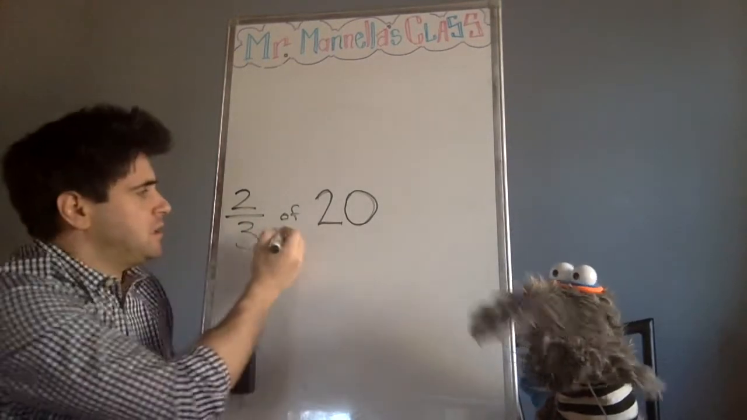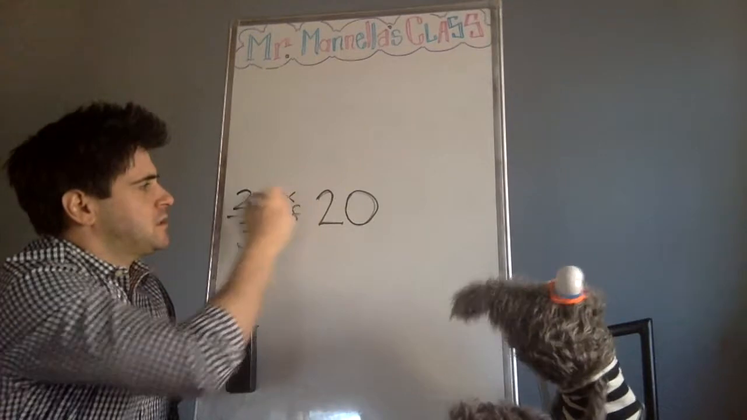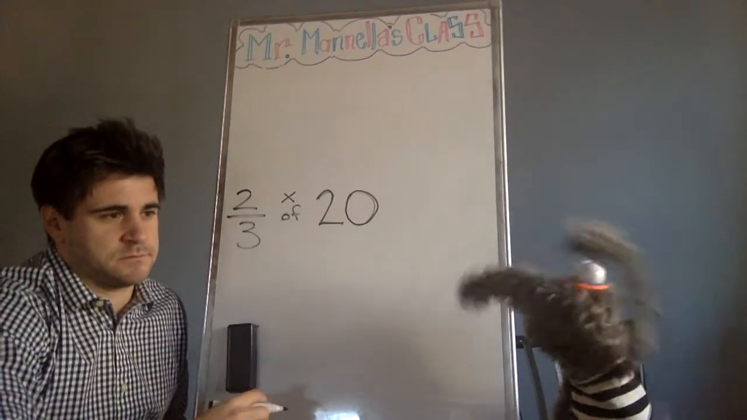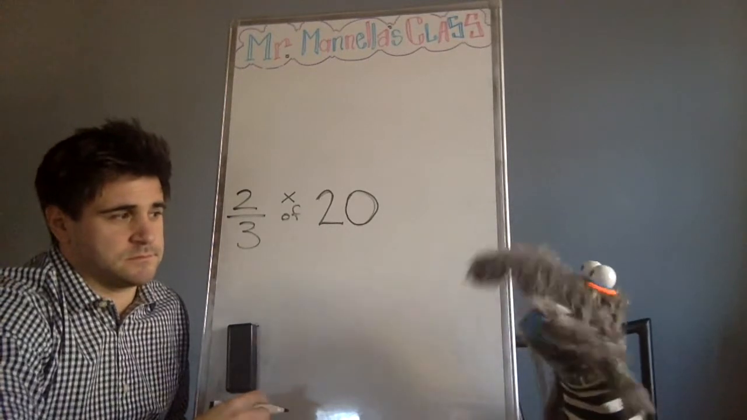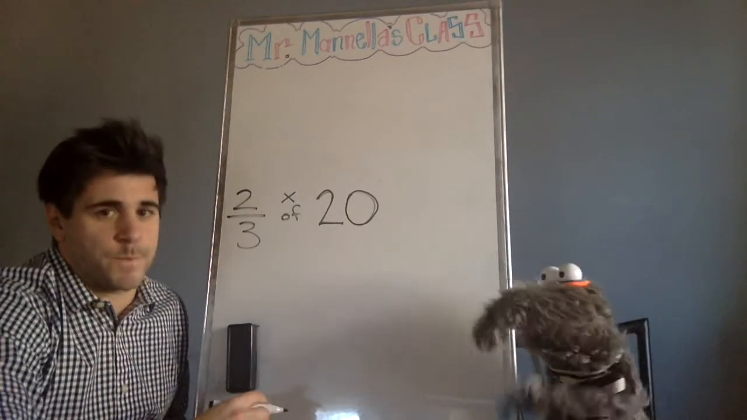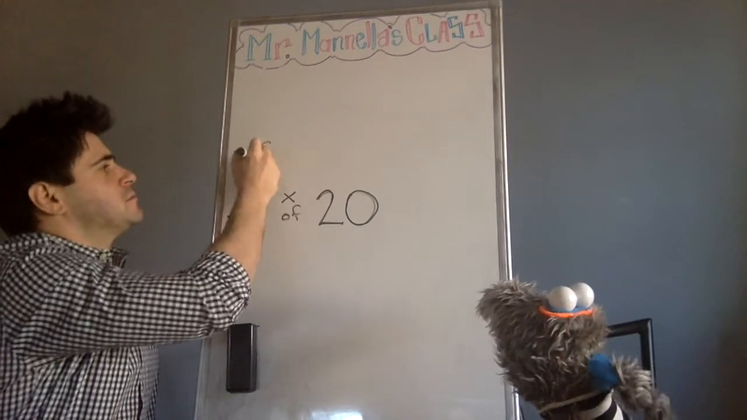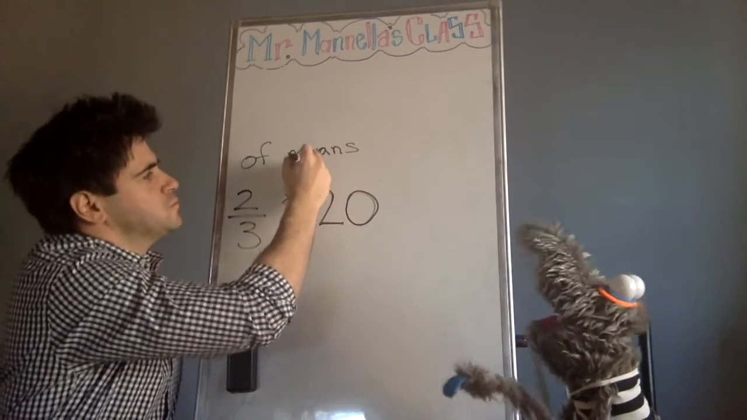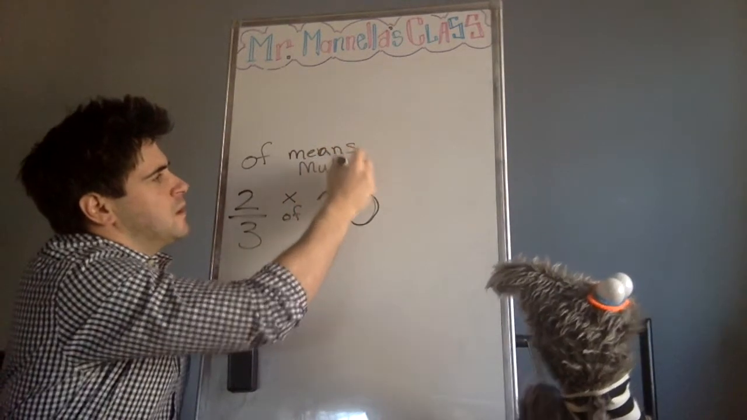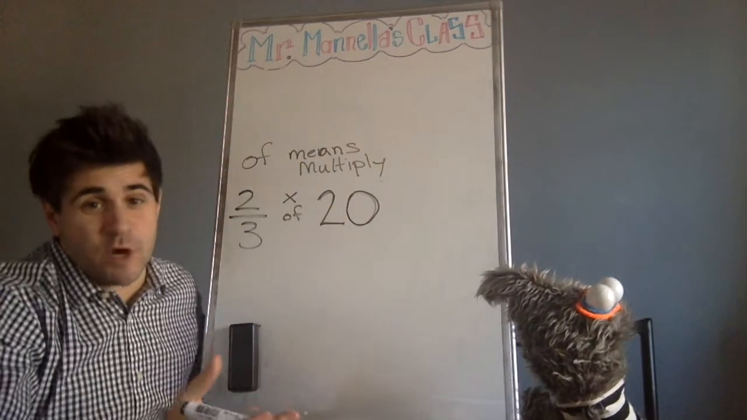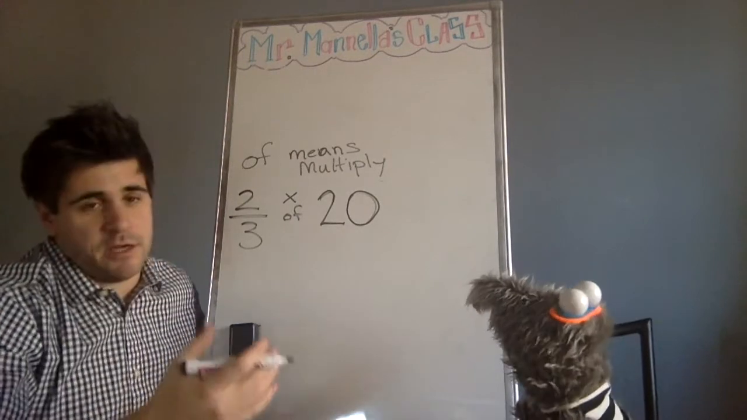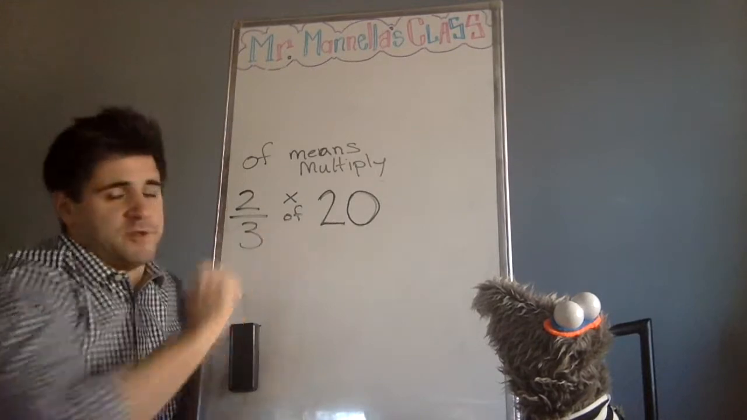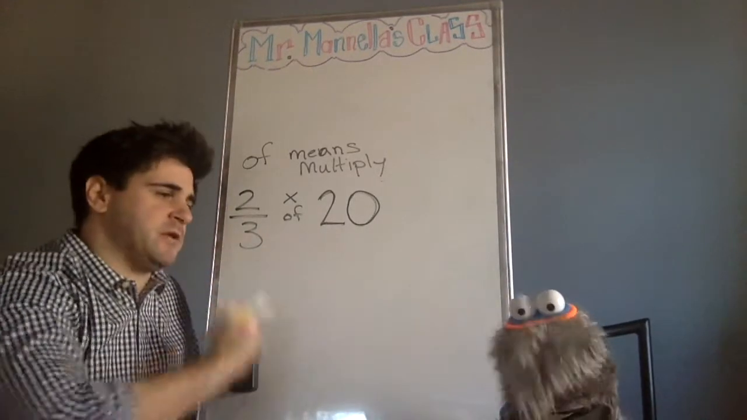Just multiply. So if I'm reading a word problem and it says 2/3 of 20 people, I'll put a little X right above the "of" and remind myself I'm going to need to multiply. Of means multiply. Usually in a word problem, it'll say 1/4 of the class or 1/4 of the people or 1/4 of whatever. Of means multiply. So now that we're multiplying, what do we need to do next?